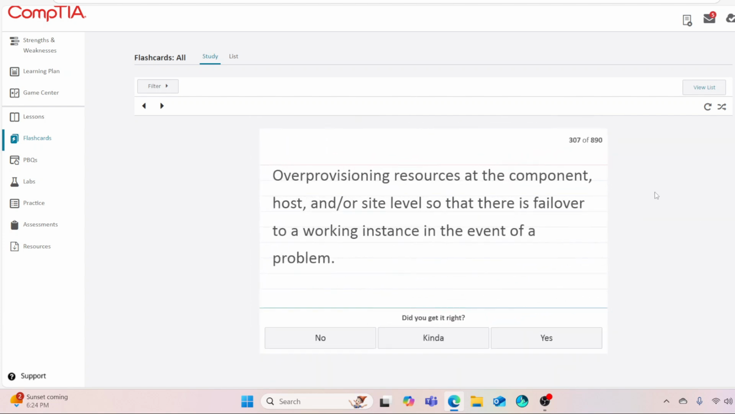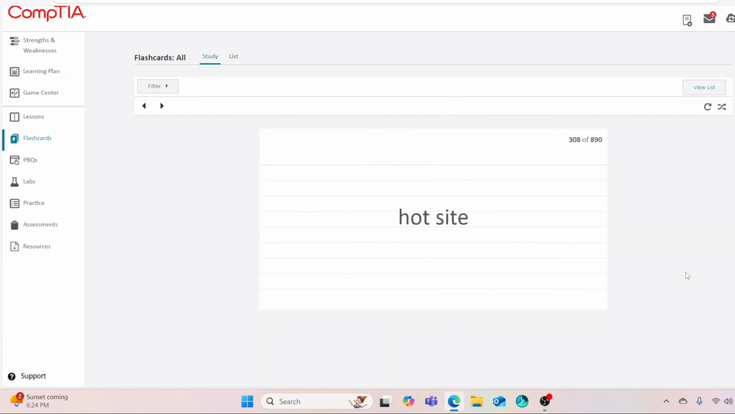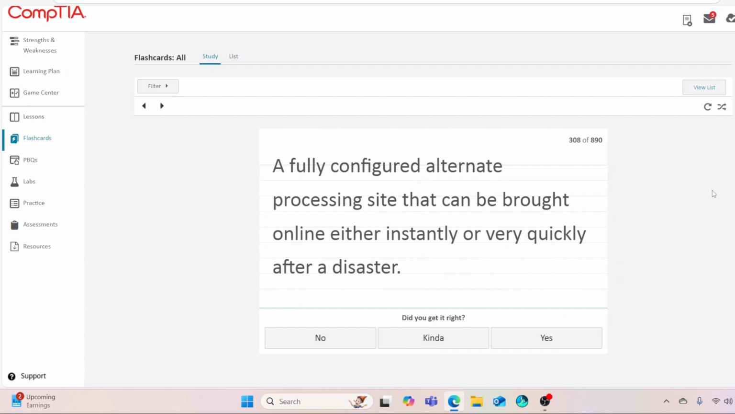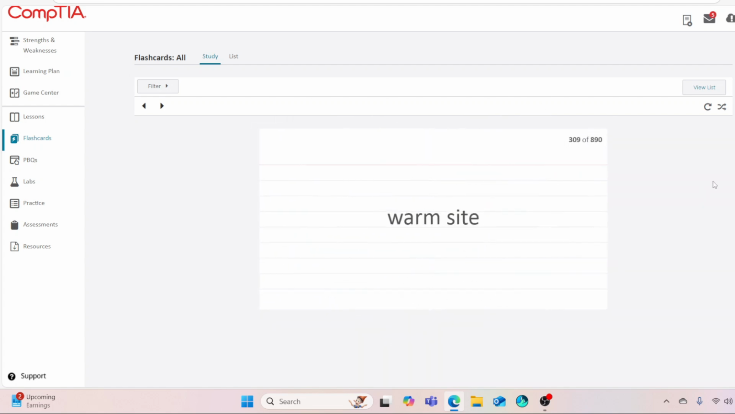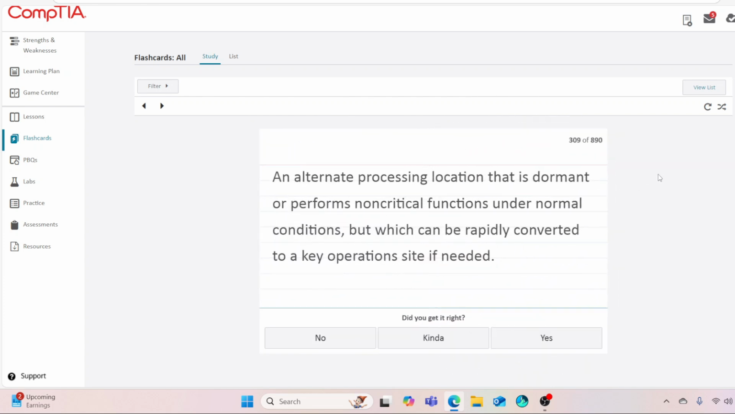Redundancy. Over-provisioning resources at the component, host, and/or site level so that there is failover to a working instance in the event of a problem. Hot site. A fully configured alternate processing site that can be brought online either instantly or very quickly after a disaster. Warm site. An alternate processing location that is dormant or performs non-critical functions under normal conditions, but which can be rapidly converted to a key operations site if needed.